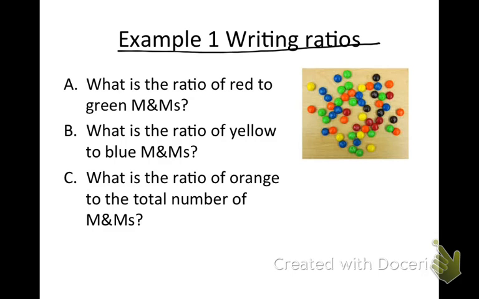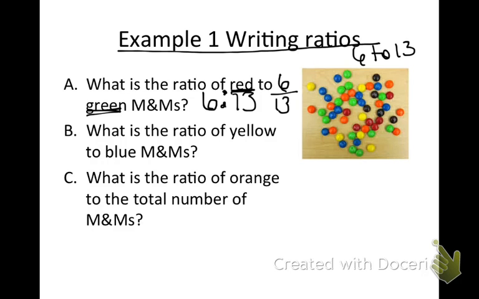So I want to look at the ratio of red to green M&Ms. So I'm going to have to count the number of red M&Ms. I have 1, 2, 3, 4, 5, 6. So I have 6 red M&Ms, and how many green M&Ms do I have? 1, 2, 3, 4, 5, 6, 7, 8, 9, 10, 11, 12. I think I have 13. So remember, I can write the ratio 6 colon 13. I can write it as 6 over 13, or I can write it as 6 to 13.